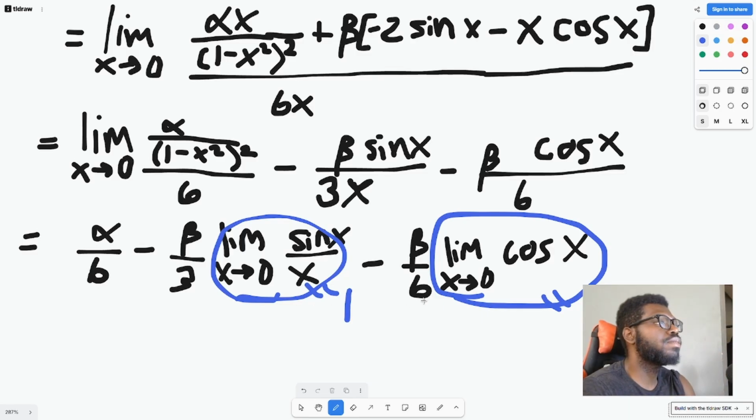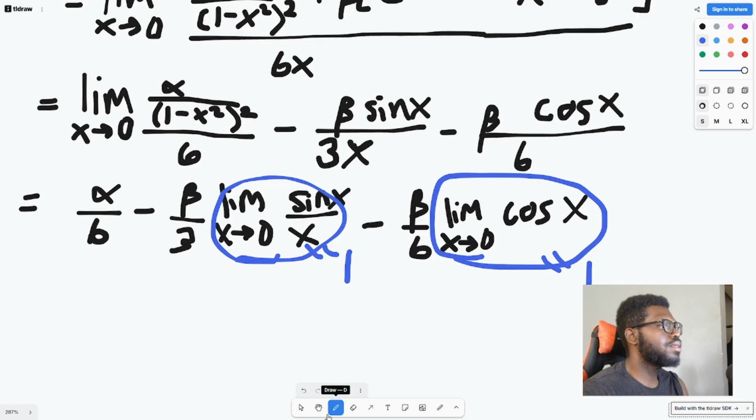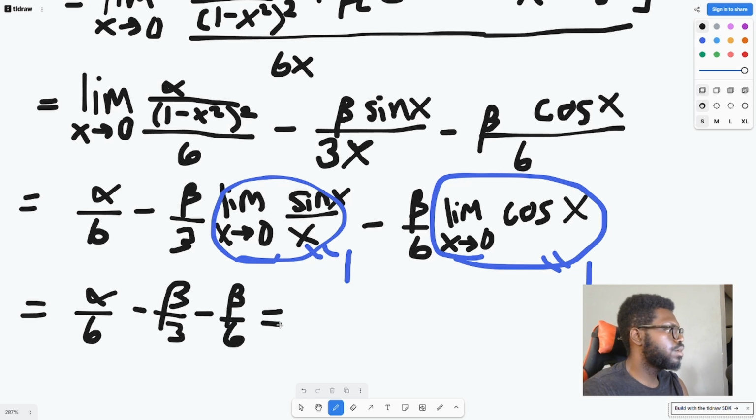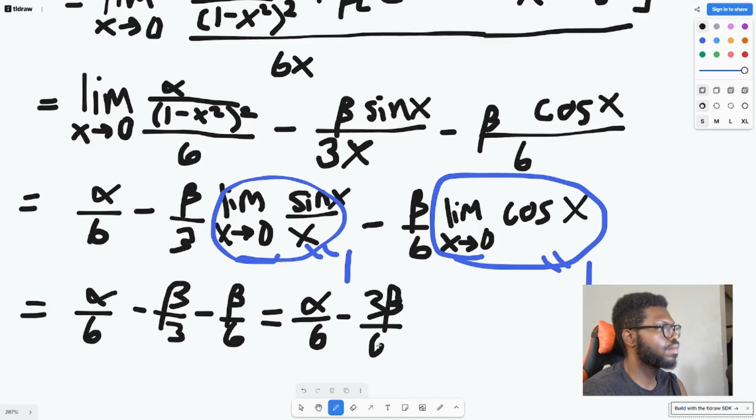And then for the third term here, the limit as x approaches 0 of cosine x. This limit is also going to be equal to 1, which means that this expression is equal to alpha over 6 minus beta over 3 minus beta over 6, which simplifies to, well, beta over 3 is 2 beta over 6. 2 beta over 6 minus beta over 6 is 3 beta over 6. This is alpha over 6 minus 3 beta over 6. And this is equal to 2.